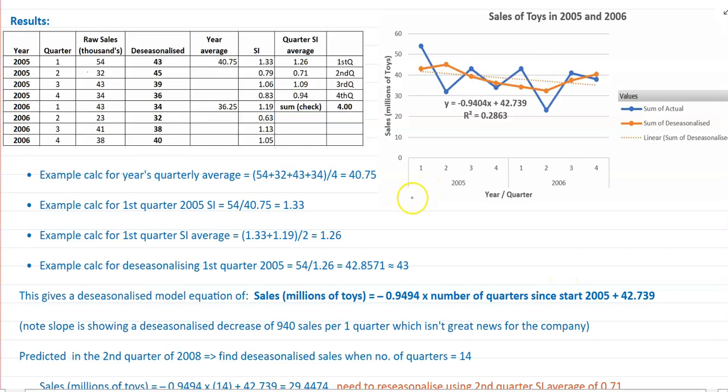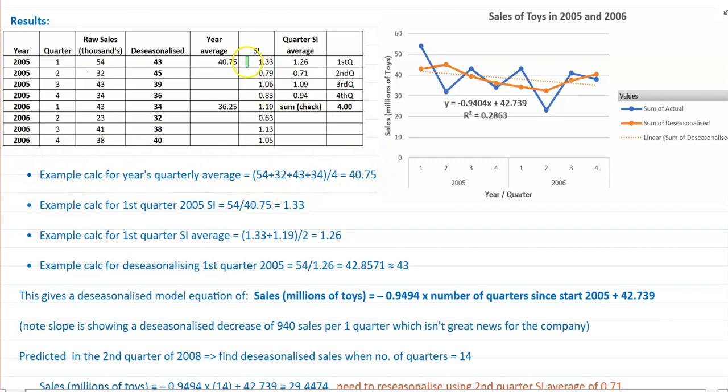Alrighty guys, how did we go? Again, I used Excel to help me do these calculations fairly quickly. So the first thing I need to do is to find the average sales for each of the years. So I found the average sale for 2005. I then found the average sale for 2006. From there, I then found the seasonal indice for each quarter. So I took the raw sales and divided it by the year average to get the seasonal indice for quarter 1 2005. I've shown the example calculation down there for that one.